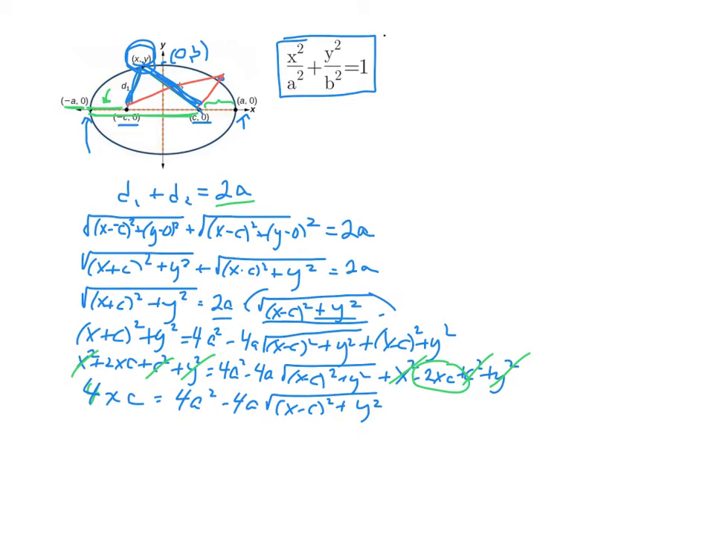You know what, let me change that just a little bit. I want to bring the 4a squared to the other side of the equal sign. So let me just change this. And then what we have is 4xc minus 4a squared equals negative 4a times the square root. And I can divide through by 4 and get xc minus a squared is equal to negative a times the square root.